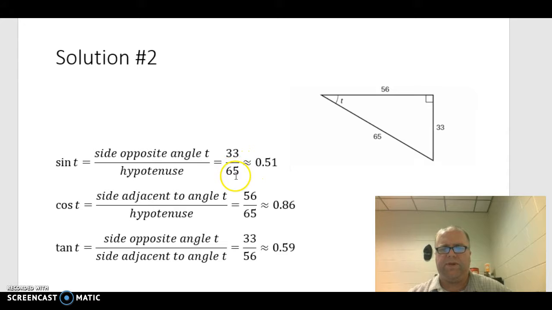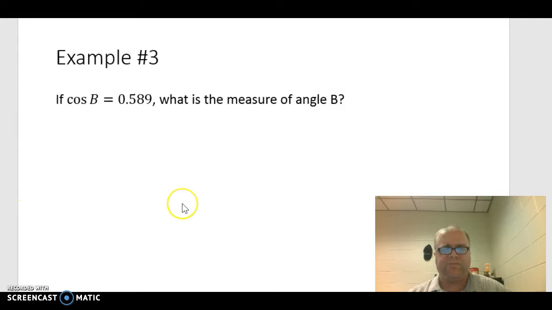So 33 divided by 65 is approximately 0.51 rounded to the second decimal place. And that's the same thing for all three of those. So not too bad. You're just asking for the ratio of the sides that correspond to that angle. All right, so try a couple more of those in the book and see how you do on the homework.